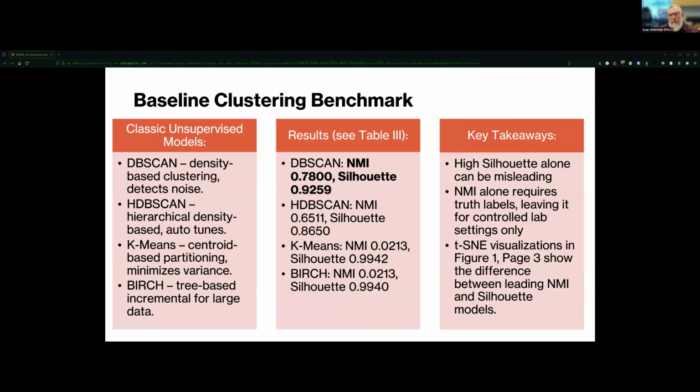To begin, we use a baseline benchmark of 4 classic unsupervised models: K-means, DBSCAN, HDBSCAN, and BIRCH. DBSCAN delivers the best balance with the best NMI score and a very respectable, high Silhouette score. HDBSCAN is a close second. Both K-means and BIRCH do not perform very well here. They have extremely high Silhouettes, but the NMI scores are very, very low and unusable.